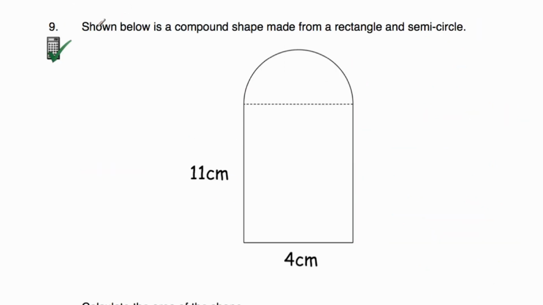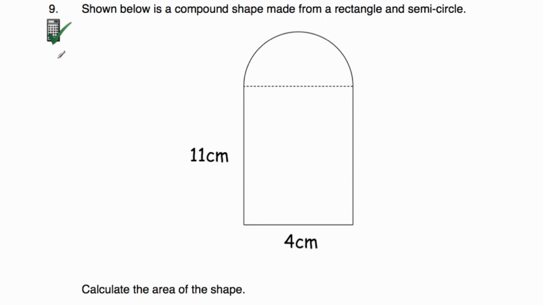Okay, question number 9. Question number 9, we've been given a compound shape made from a rectangle and a semicircle, and we've been asked to calculate the area of the shape, and it's a calculator question, so that's quite nice. So we've got two shapes. We've got our rectangle and we have got our semicircle.